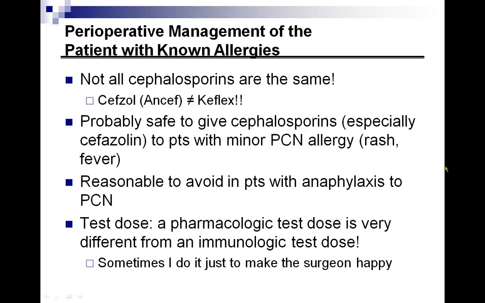What about giving a test dose? Well, a pharmacologic test dose is very different from an immunologic test dose. An immunologic test dose involves many serial dilutions until you're giving 1,000th of the original dose or even less. And sometimes I'll do that just to make the surgeon happy, but usually we're just giving, let's say, 1 cc out of a 10 cc syringe, which is more than enough to precipitate a true immunologic reaction.